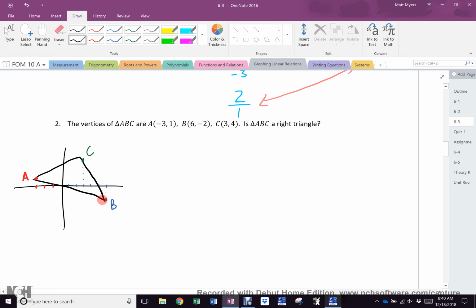Where is the only possibility of a 90-degree corner? C. So do I need to check all the slopes, or do I only need to check AC and BC? That's the only one I need to check, right? So, how do I find the slope of AC?